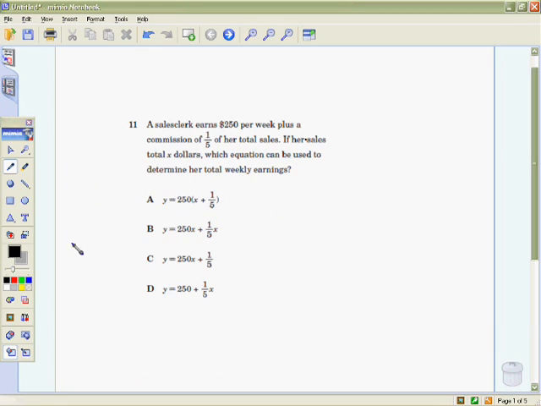Okay, as with any other word problem, let's read it again and highlight some key things here. A sales clerk earns $250 a week plus a commission of 1/5 of her total sales. If you recall, that keyword "of" is going to mean to multiply. If her sales total X dollars, which equation can be used to determine her total weekly earnings?